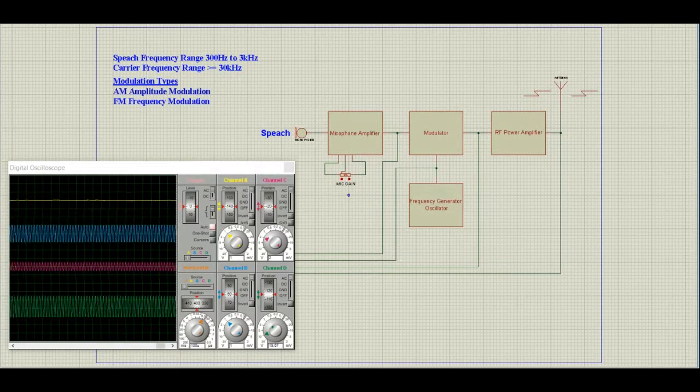This completes my demonstration of the basic transmitter and amplitude modulation.